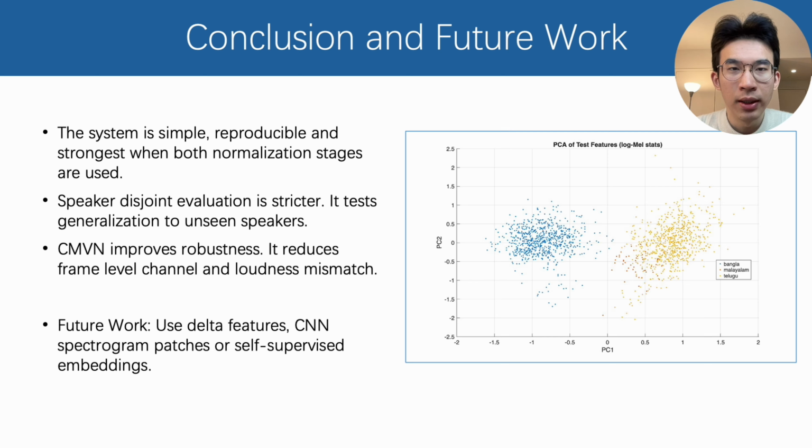To conclude, the project shows that a simple and reproducible MATLAB pipeline can give reasonable accent classification performance. The best setting is train set CMVN plus SVM standardized. The right side PCA view also supports the main error pattern. Telugu is most separated, while Bangla and Malayalam overlap more.